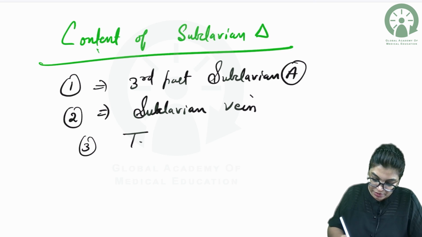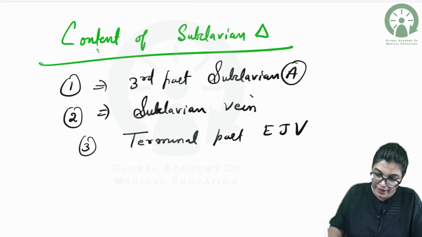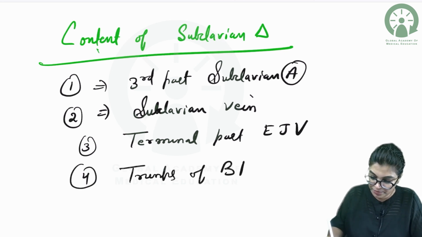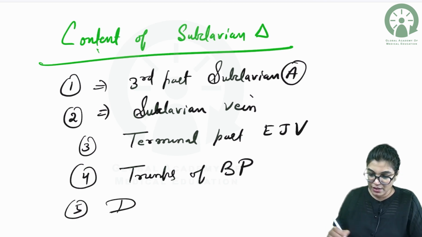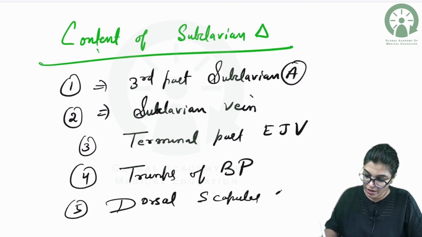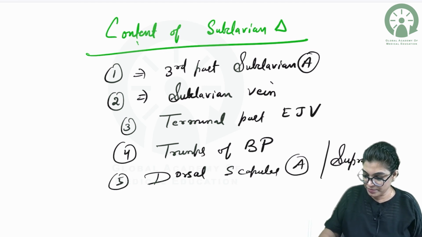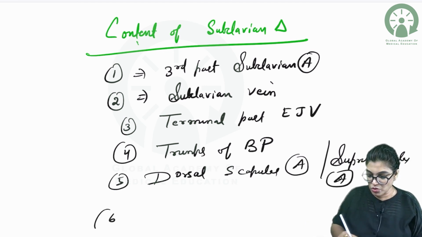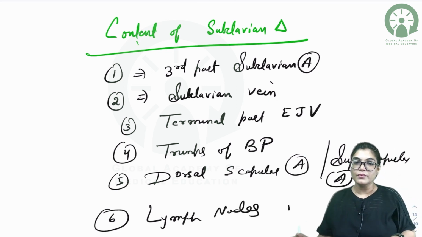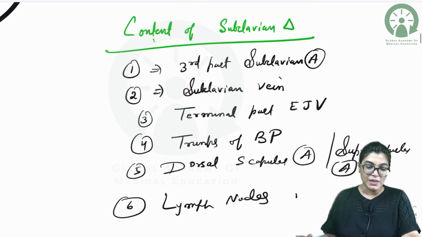Terminal part of external jugular vein, trunks of brachial plexus, also dorsal scapular artery is seen here, suprascapular artery also sometimes, and also the associated lymph node. Okay, so done with this. So we have done with the important contents of the subclavian triangle also.